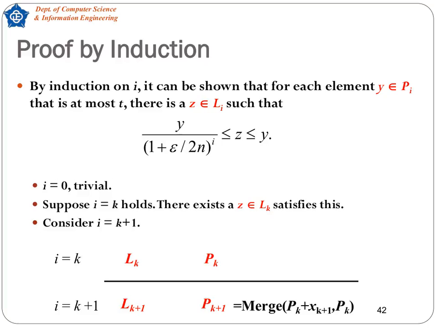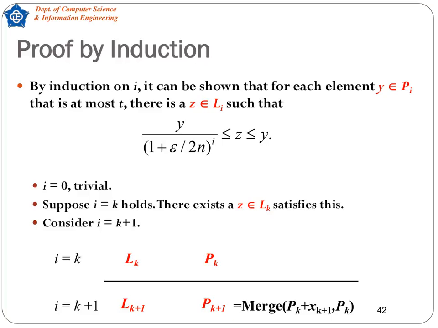Now let's prove our lemma by induction on i. We want to show that for every element y in P_i with weight at most t, there's a proxy z in L_i satisfying y divided by (1 plus epsilon/2n) to the i is less than or equal to z is less than or equal to y. Base case, i equals 0. It's immediate since L_0 contains exactly P_0. Each y is its own proxy.